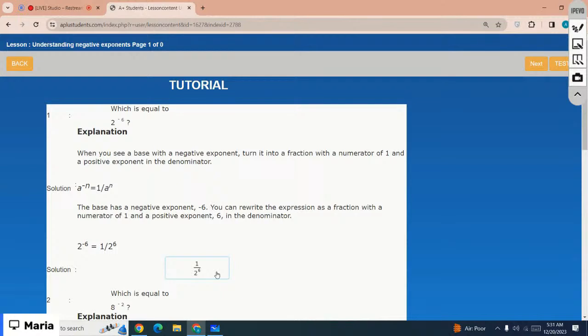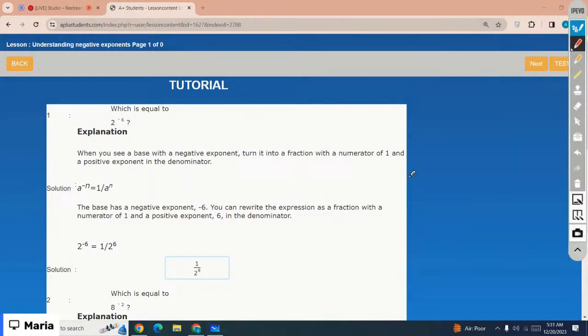Basically, you can make the exponent positive. For example, you are given a exponent negative n. You can make this exponent positive by writing it in denominator, right? 1 over a exponent n. Also, you can do the opposite way. Like you are given 1 over a exponent n, you need to write it without fractional form. You can write a exponent negative n. So they both are exactly same.